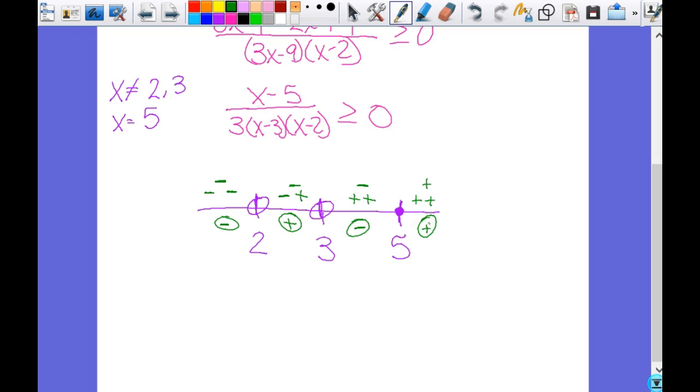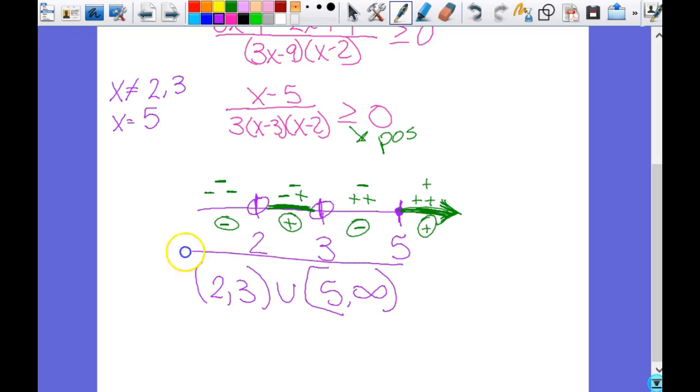And since I want it to be greater than or equal to 0, what am I looking for? Positive or negative? Positive. So then I go back and I shade everywhere it's positive. It's positive here, and it's positive here with my arrow. So that means my answer is, I can go from 2 to 3, and do I include them or not? No. And then 5 to infinity, either one of those included? 5 is included, infinity is not.